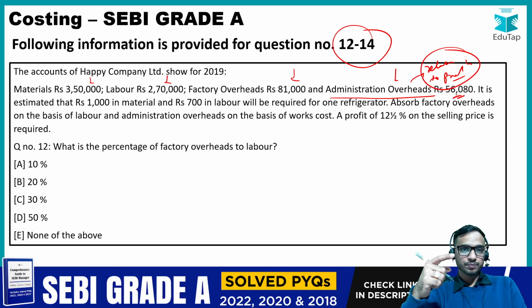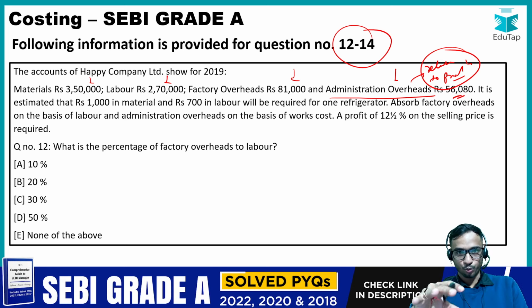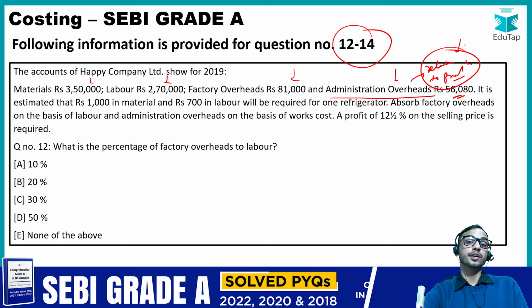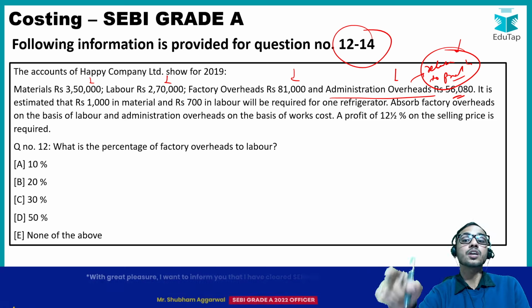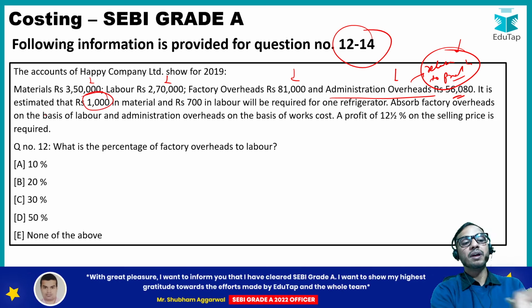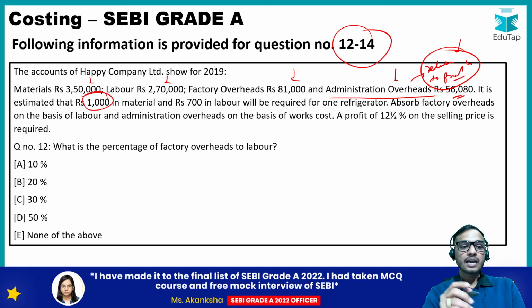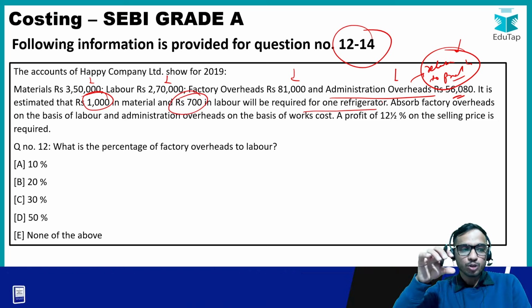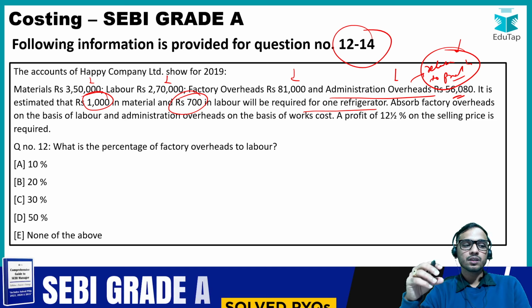So that means after works cost, you can add this thing to find out the cost of production or cost of goods sold, right? So this is important, huh? This is not related to the general administration overhead. This is related to the production. Okay. It is estimated that 1000 in material and rupees 700 in labor will be required for one refrigerator. So you have been given the per unit labor cost and per unit material cost as well.